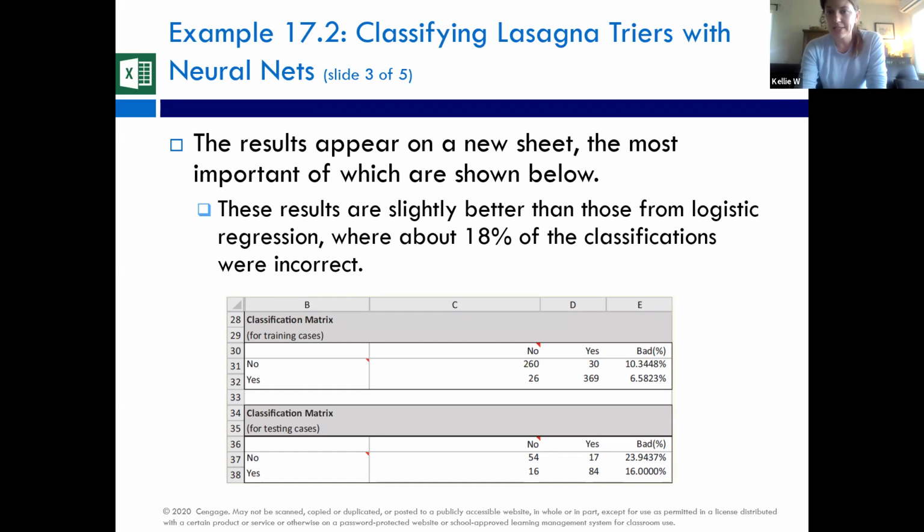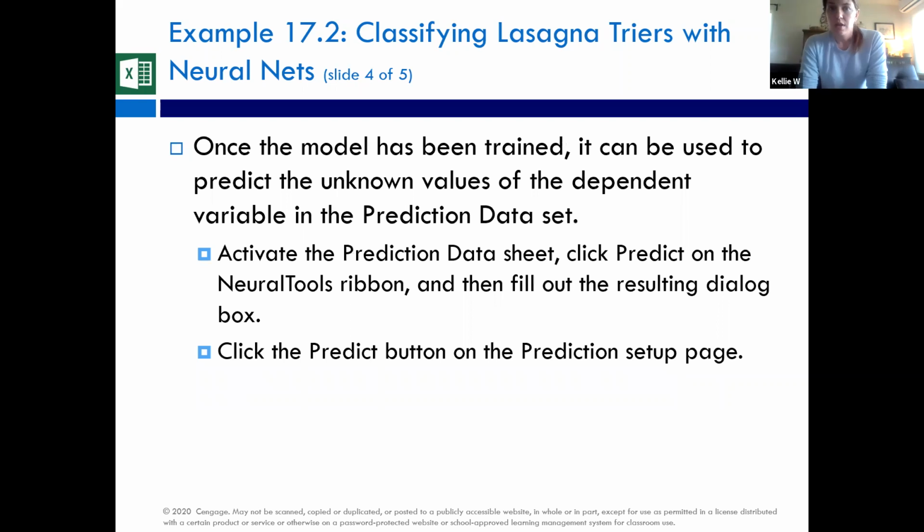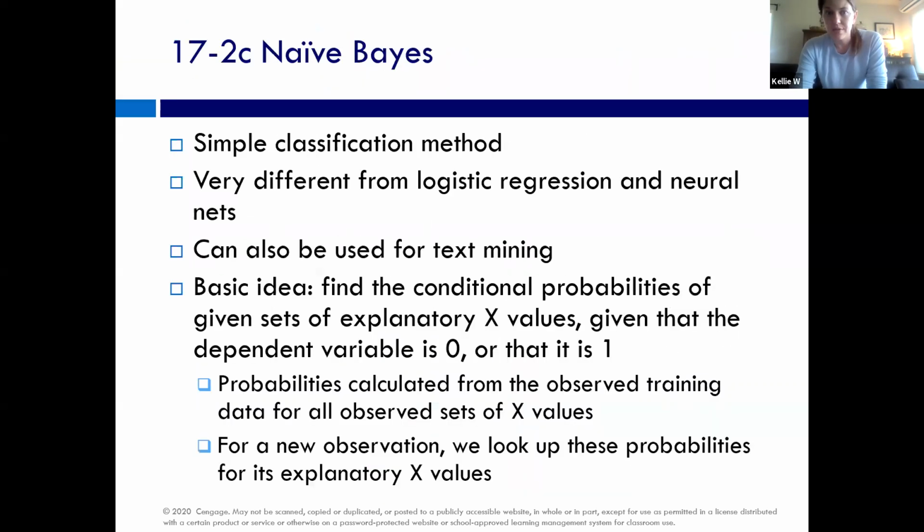So 18% of the classifications in the logistic were incorrect, and on this one, I think it's slightly less. It's like 10 and 6 or so. Okay, so in the book they go through that example.